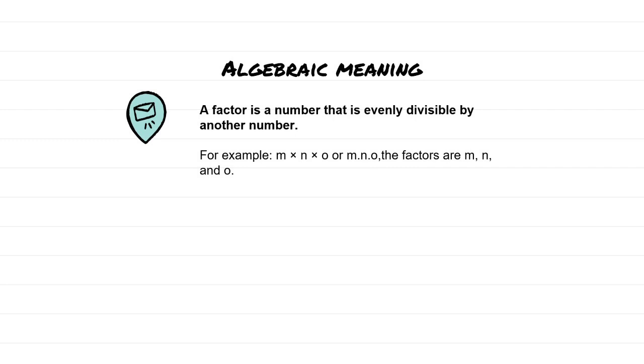Second, a factor is a number that evenly divides another number. For example, m times n times o, or m times m times o. The factors are m, n, and o.